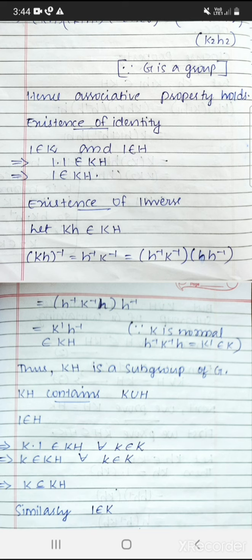Now let's see whether KH contains K union H. For that I am taking the identity element 1 from H. So k into 1 belongs to KH for all k belonging to K. That is, k into 1, which is nothing but k, belongs to KH, so K is contained in KH. Similarly, if you take the identity element from K, then 1 into h belongs to KH. So 1 into h is nothing but h, which belongs to KH, that is H is contained in KH.